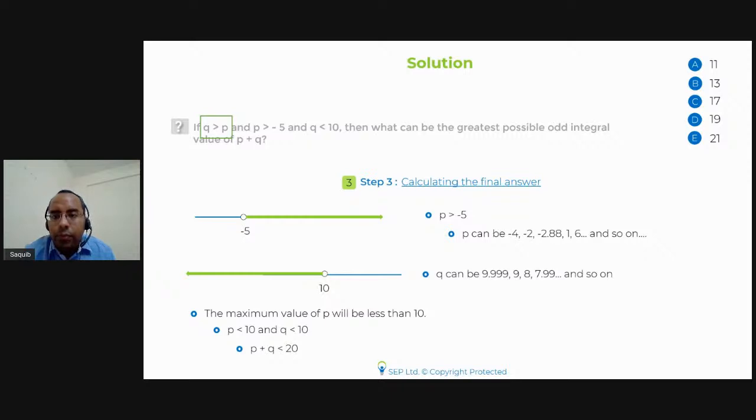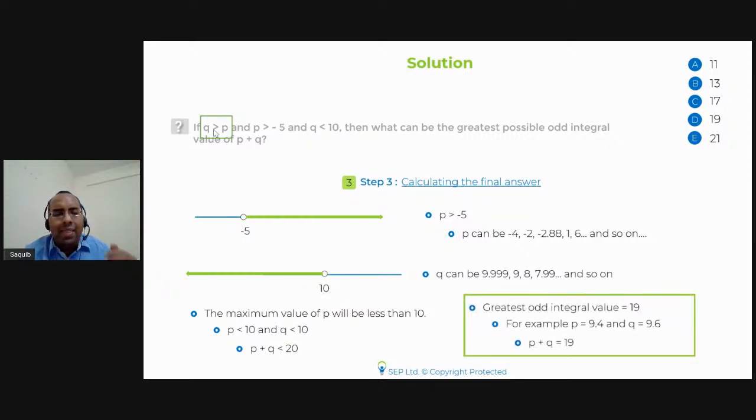Now, if P plus Q is less than 20 and these are real numbers, that means the greatest odd integral value would be 19. Yes, the final answer has to be an integer. And that's why I've given an example here. As you can see, if you take two real numbers like 9.4, 9.6, Abhishek is saying 9.9, 9.1, someone else also gave the same numbers, right? So we can use that information to figure out that the answer would be 19.